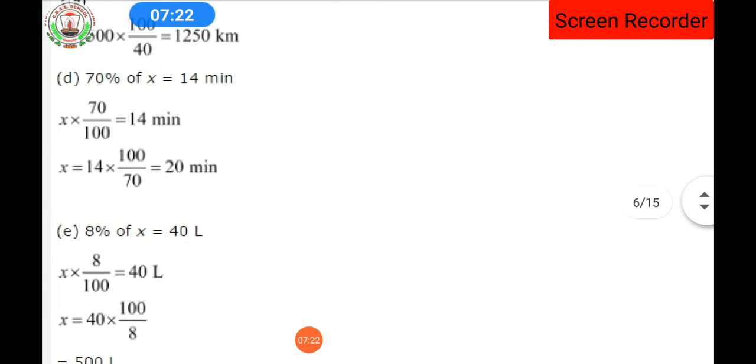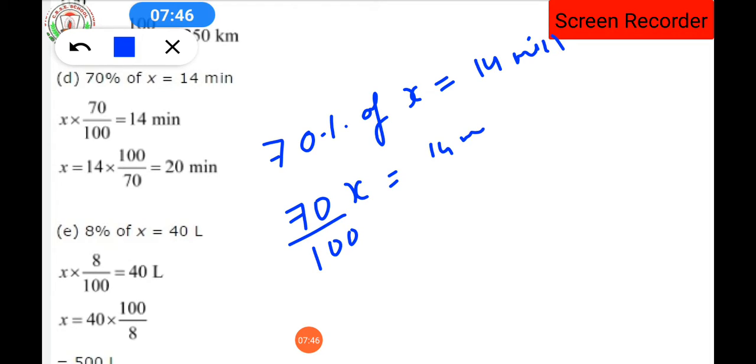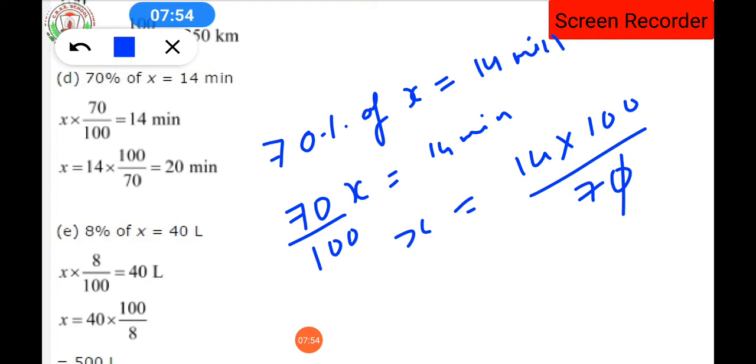Moving towards the D part of the question, here it is said that 70% of x is equal to 14 minutes. So 70%, that means 70 into 1 upon 100 into x is equal to 14 minutes, isn't it? So x is equal to 14 into 100 upon 70. So here the zeros will get cancelled, 7 1's are 7, 7 2's are 14. So x is equal to 2 into 10, so it will become 20 minutes.